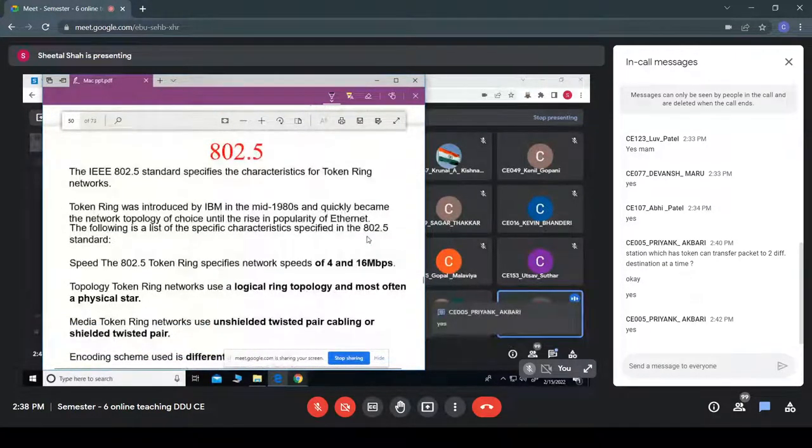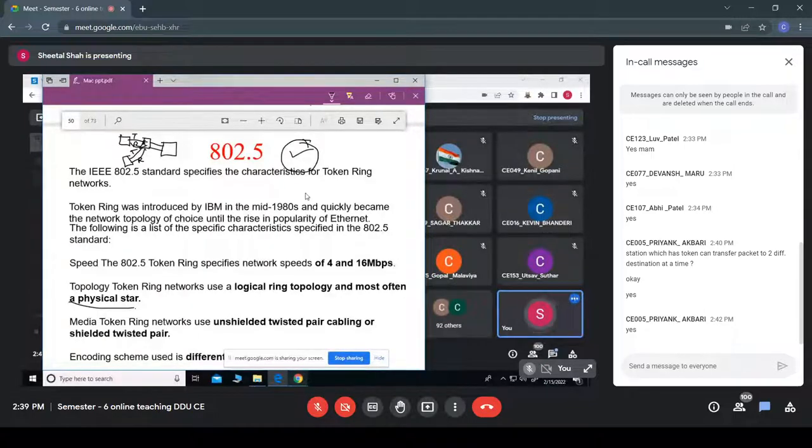Next, a slight variation of this token bus is the token ring. Here the topology is what we discussed while discussing token passing, that is, the ring type of topology. Logically it is a ring, but it uses a physical star type of topology, in which a central hub is there and a number of hosts are connected to it. For each host, one cable is for the transmitter and the other is for the receiver. So logically it is arranged in the form of a ring, but physically it is using a star topology.